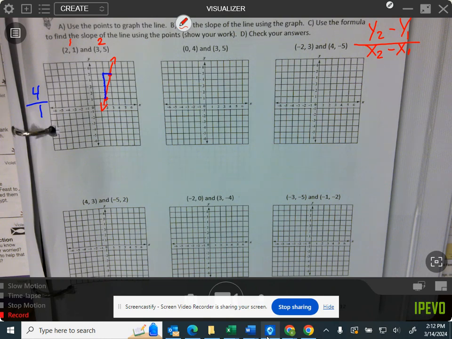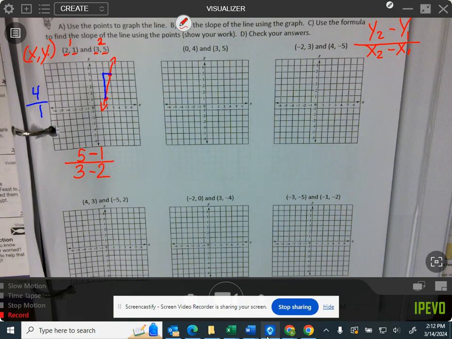I know what I want to do. We have our x and our y. It's always x first, then the y. So I want y2, which is the 5, subtract y1, which is my 1. That y is always on top. I'm going to put the x's on the bottom. So x2 is the 3, x1 is my 2.